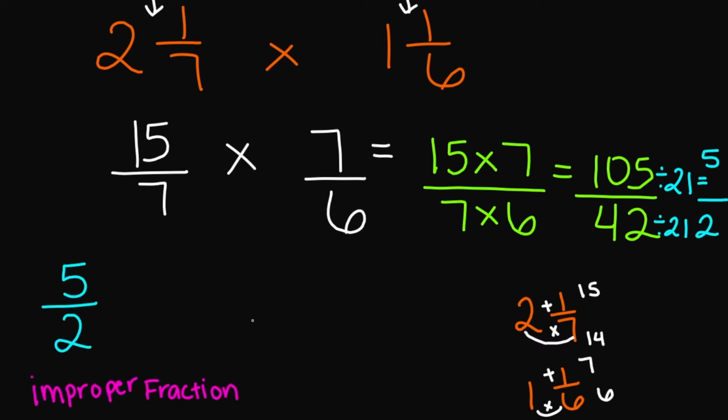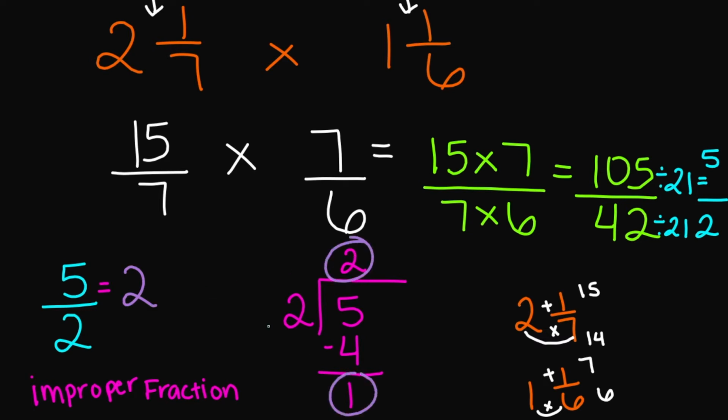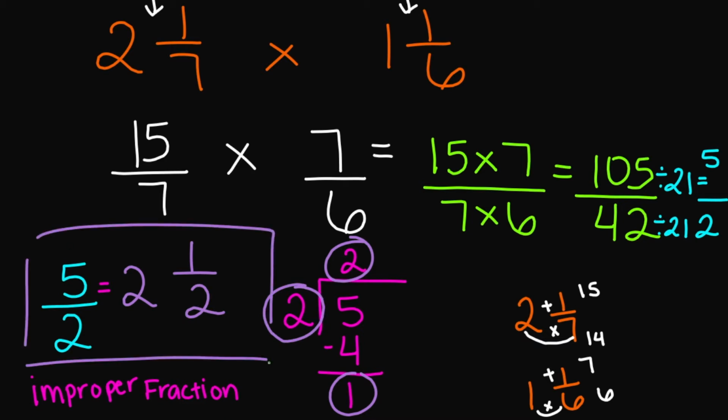Since we have an improper fraction, let's go ahead and turn this back into a mixed number. 2 goes into 5 2 times. 2 times 2 is 4. 5 minus 4 is going to give us 1. So we turn this back into a mixed number. We're going to get 2 as your whole number. That's your quotient. And 1 over 2. That's from your divisor. And this is your final answer.